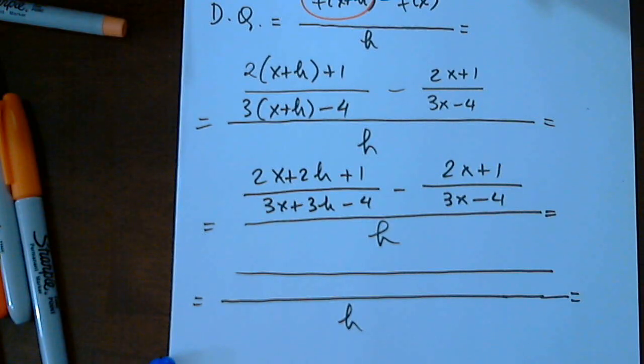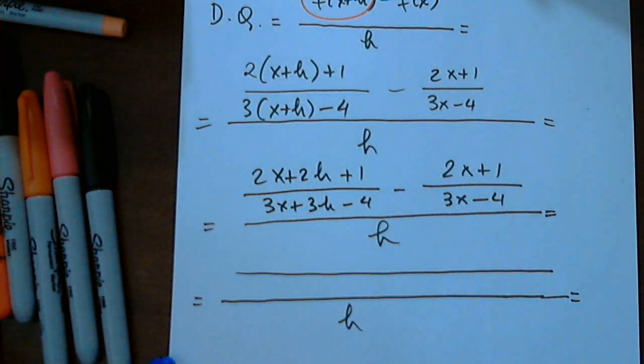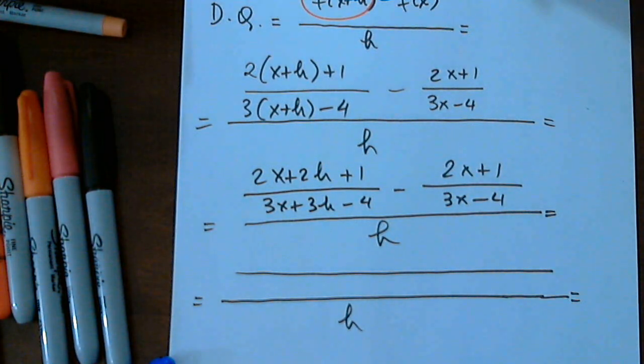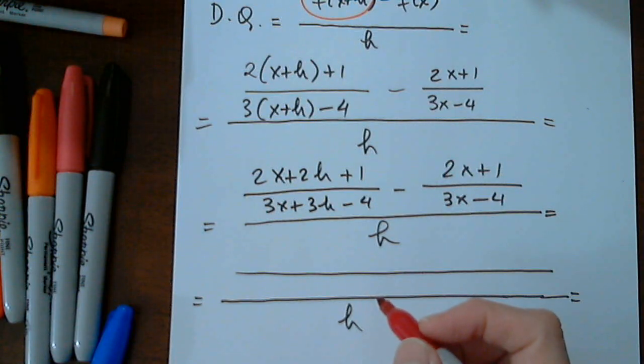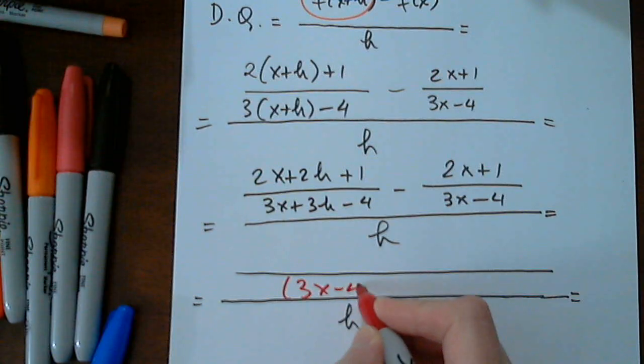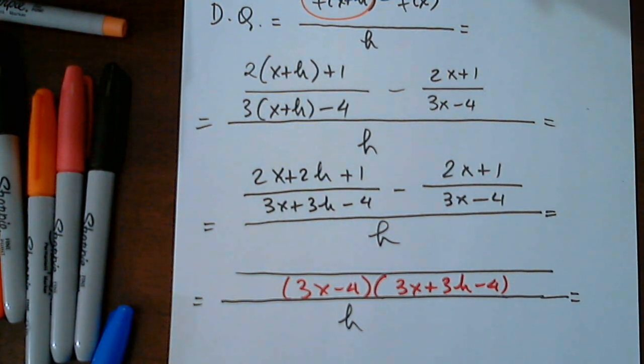Can anyone give us the least common denominator? Anyone, please. The LCD, please. This is probably wrong, but would it be 3x plus 3h minus 4 times 3x minus 4? Excellent. Thank you very much. They have nothing in common, so the least common denominator must be the product of the two.